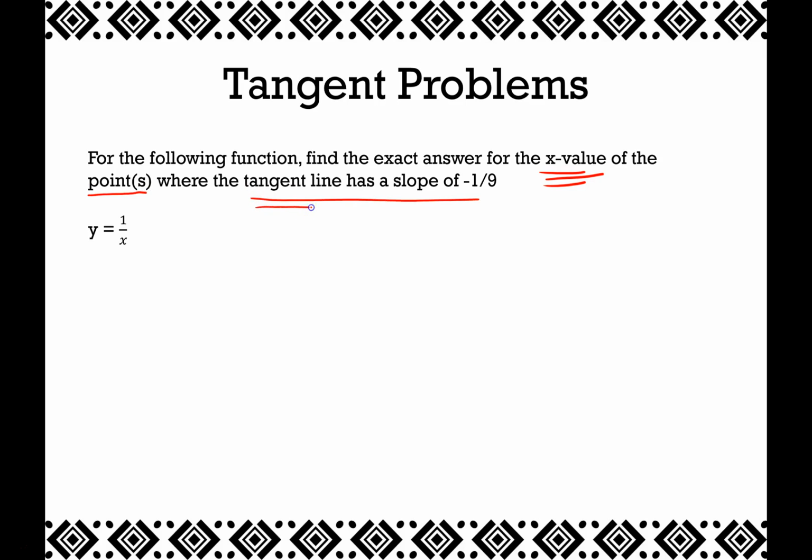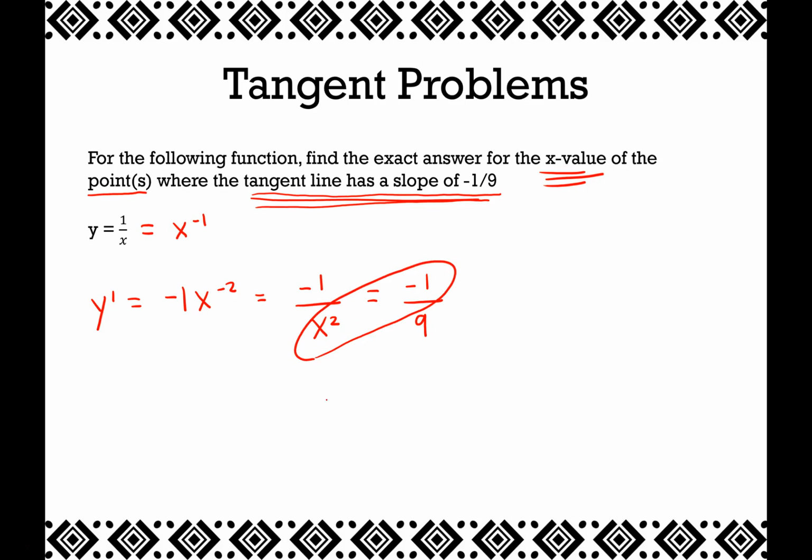So when does the tangent line have a slope of negative 1/9? Well, let's find the tangent line first. To do this, let's rewrite y as x to the negative 1, and you can see that our tangent line is going to be negative 1 x to the negative 2, which I can rewrite as negative 1 over x squared. So I want to know when this tangent line has a slope of negative 1/9, so I'm going to set this equal to negative 1/9. So let's go ahead and now cross multiply and solve.